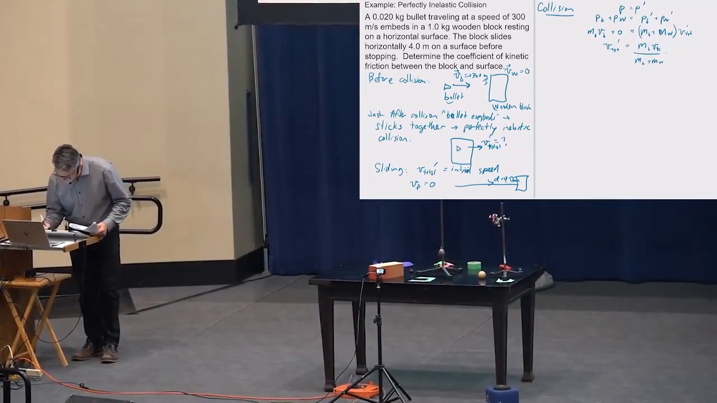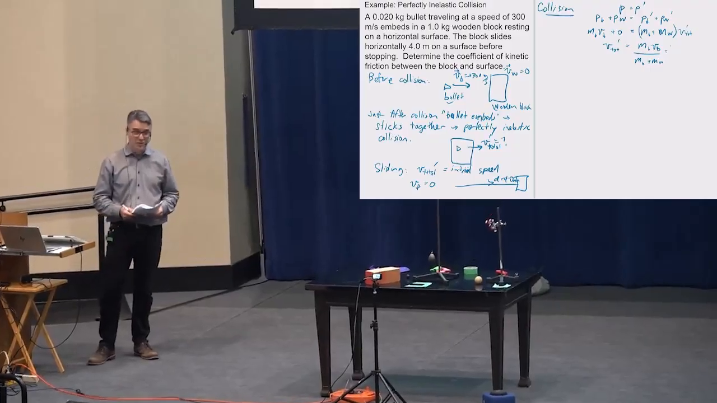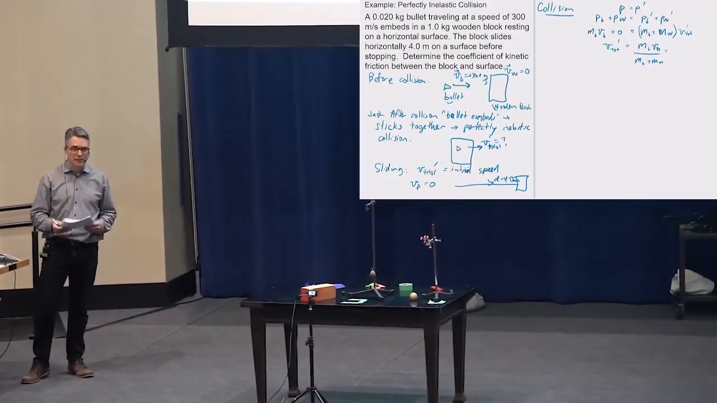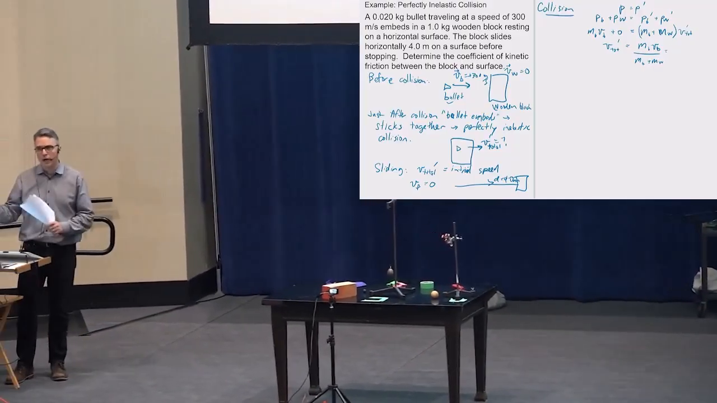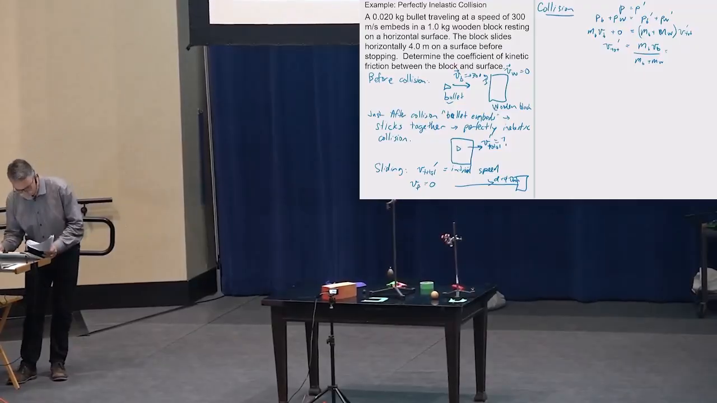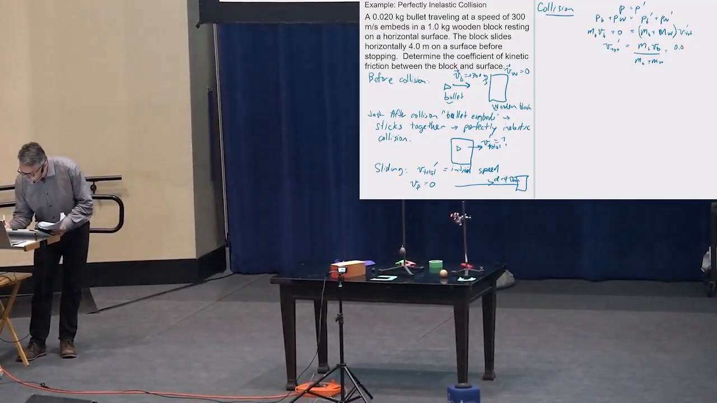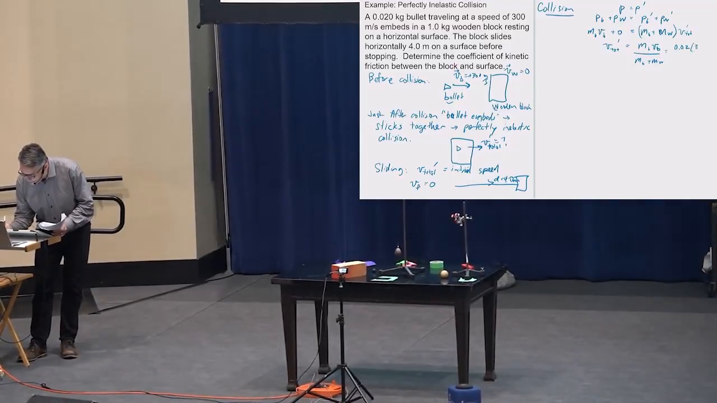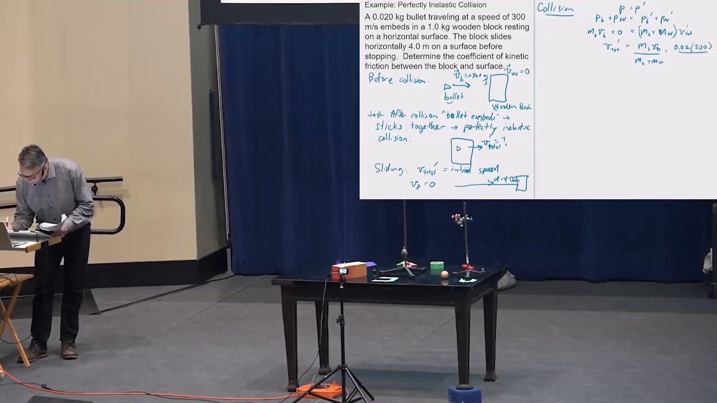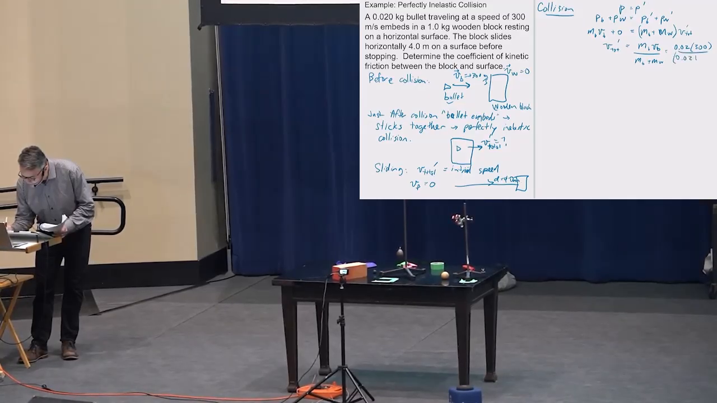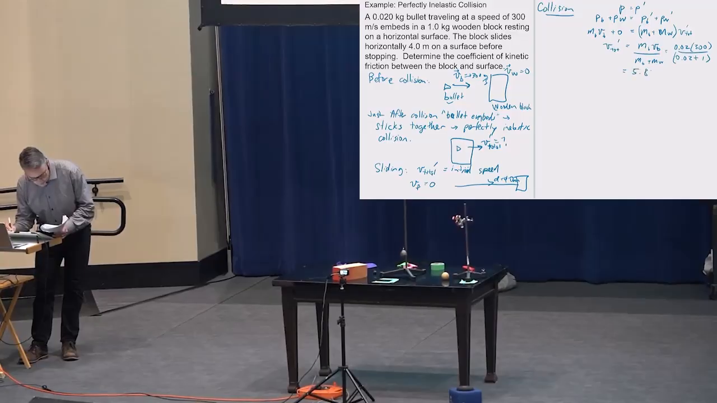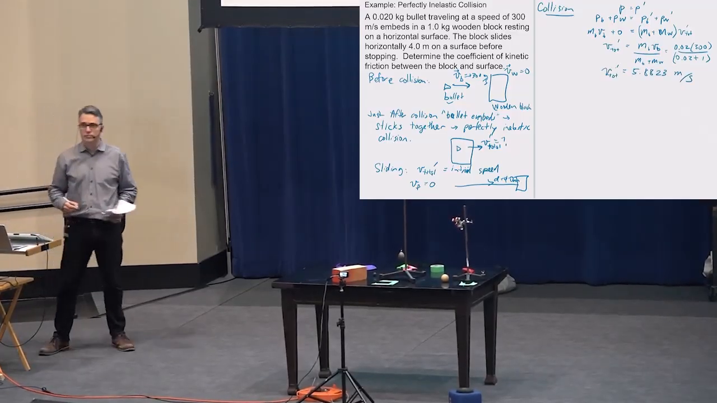And rather than leave this in symbolic form, which is what I tend to do, I might just plug in the numbers right now just so I know how fast the thing was going before I started sliding. So I can do 0.02, the mass of the bullet, times 300 divided by 0.02 plus 1. And I get 5, and I'm going to keep 5 significant figures just because I'm paranoid about rounding error. Okay, so that's the collision part.